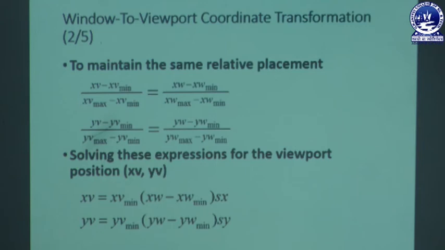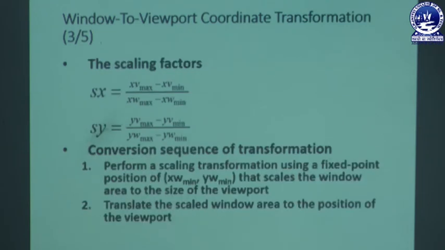Okay. So now we go to the next concept, that's Window-To-Viewport coordinate transformation for calculating the scaling factors. How to calculate the scaling factors? The scaling factor is calculated as Sx equal to xv maximum minus xv minimum. That means you have to divide the subtraction of the x coordinate values. In this case you calculate the Sx value by dividing the viewport x coordinate range with respect to the window x coordinate range.